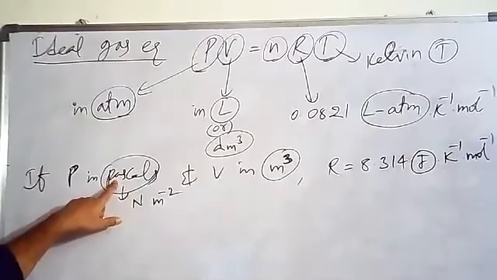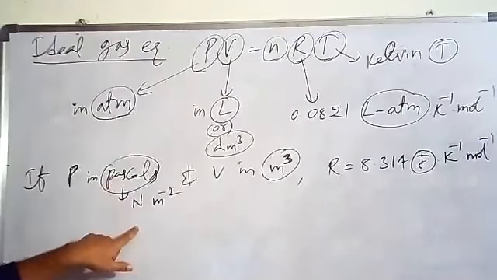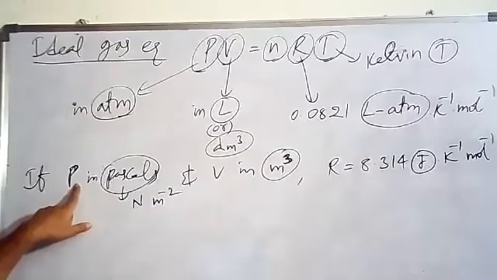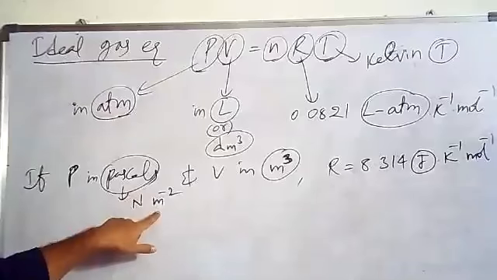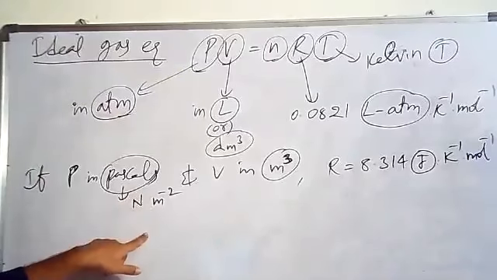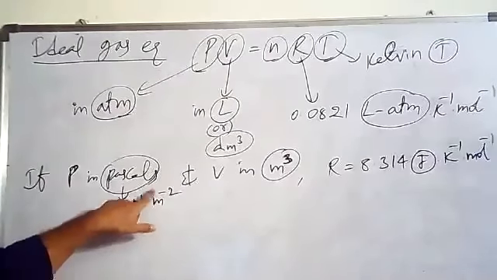1 Pascal is equal to what? 1 Newton per 1 meter square. Pressure means what now? Generally force by area. Force is 1 Newton, suppose. Area, what? Meter square. The Newton per meter square, otherwise Newton into meter inverse 2.